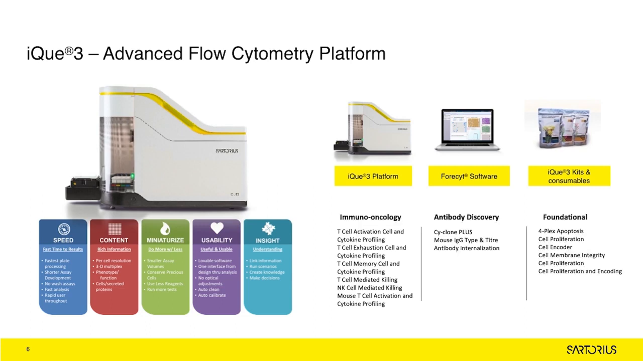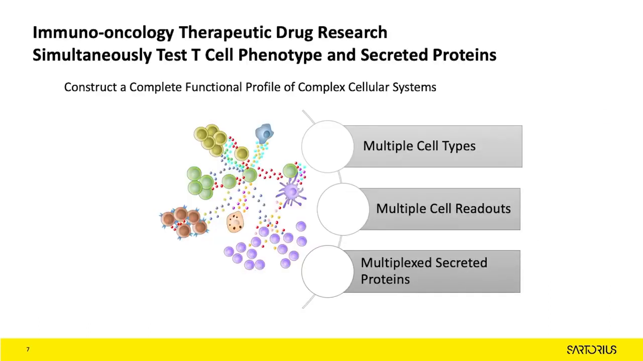Sartorius offers solutions to many different scientific research areas, including antibody discovery, foundational approaches such as cell health, and immuno-oncology. Immuno-oncology is the study and development of treatments that utilize the power of the body's immune system to fight cancer. This relatively new therapeutic area has grown immensely and has given rise to some of the most exciting drugs of the last 20 years, including CAR T cells.